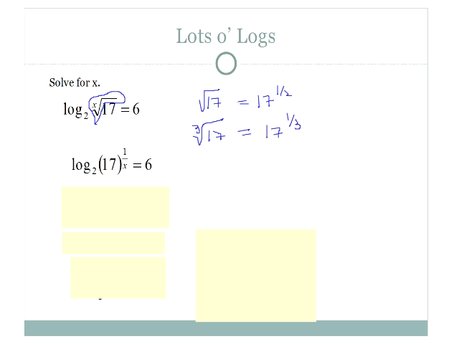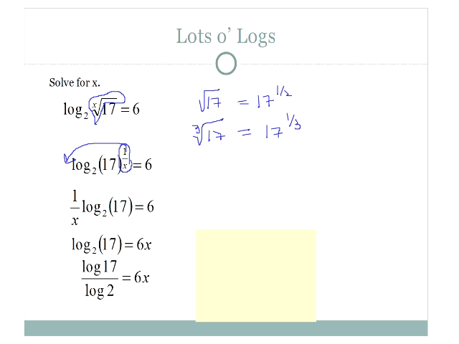Now, because this is in log form, I can bring this exponent down in front. And so I can multiply both sides by x here. And now log to base 2 of 17 is log 17 divided by log 2, which my calculator can do, divided by 6. This one is pretty tough to go back and check your answer, but we could use that in this expression here.